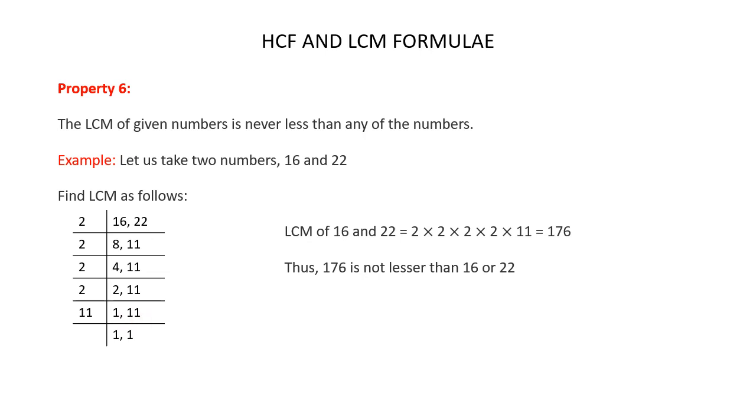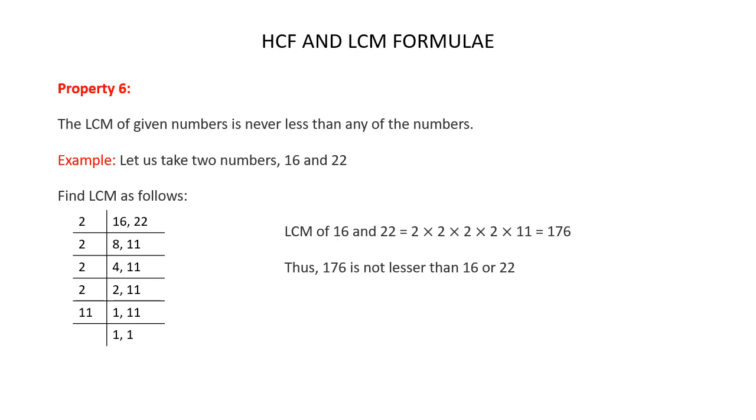Now divide by 11. Write 1 as it is in the next row. 11 divided by 11 is 1. Write 1 in the next row. So the prime factors of 16 and 22 are 2, 2, 2, 2 and 11. So LCM of 16 and 22 is 2 multiplied by 2 multiplied by 2 multiplied by 2 multiplied by 11, which is 176.